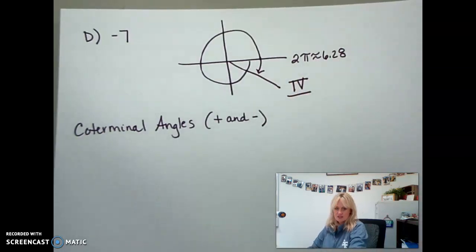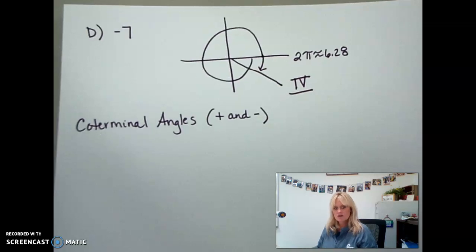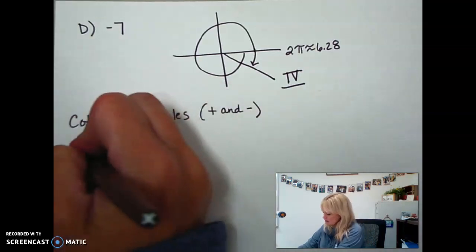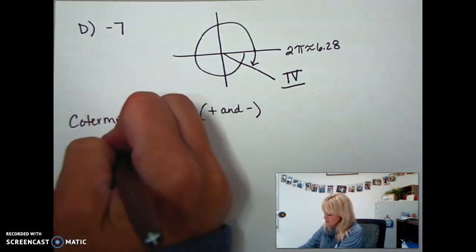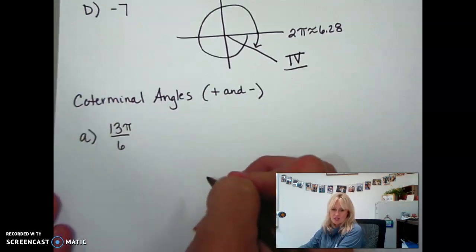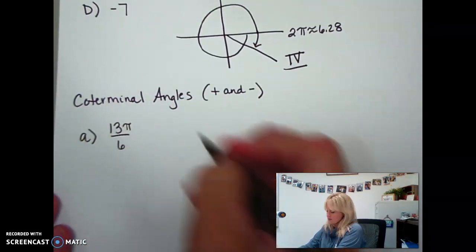Okay, just like yesterday, we talked about coterminal angles. Remember, that's when we added 360 degrees or subtracted from 360. Well, today, instead of 360 degrees, we're going around 2 pi. So what is a coterminal angle for 13 pi over 6? Well, the first thing I would suggest doing is sketching it.